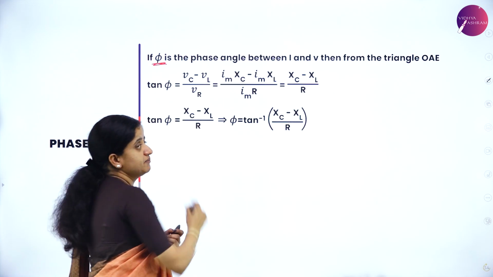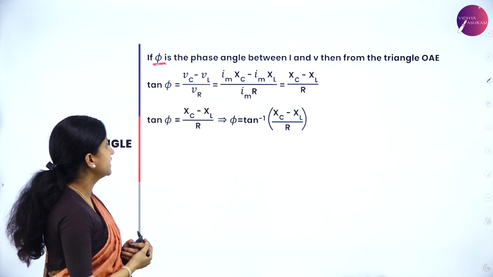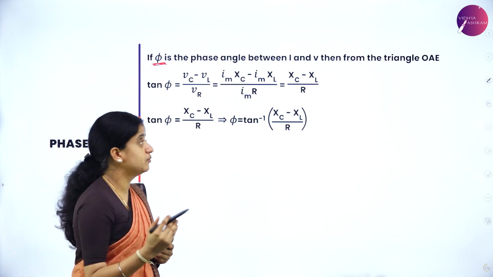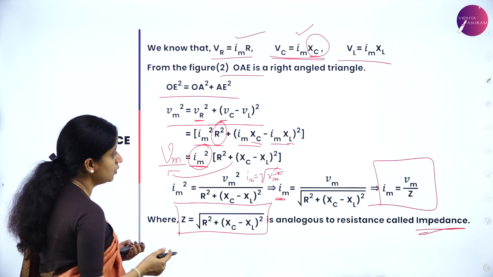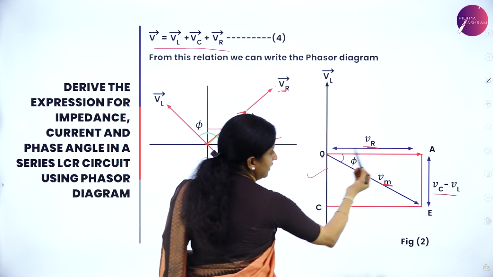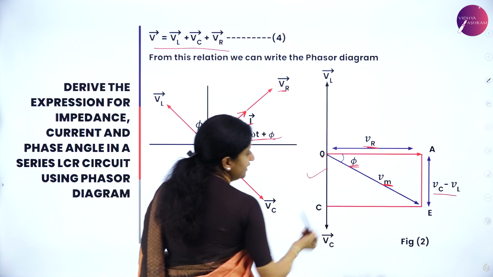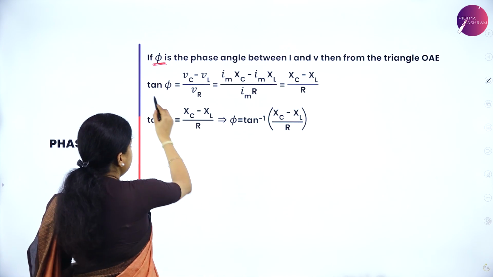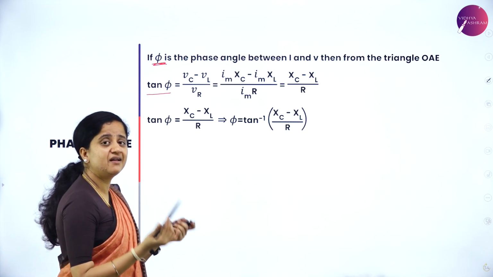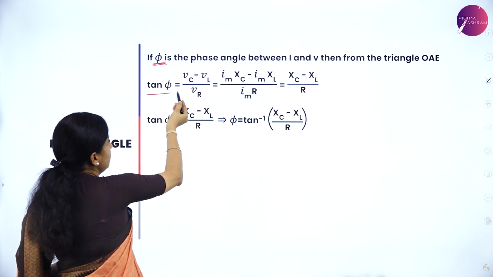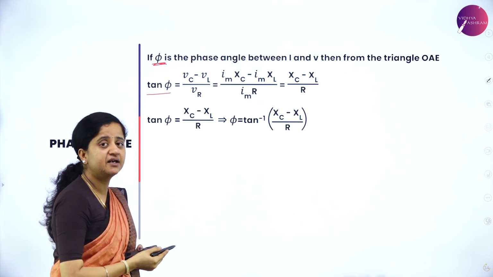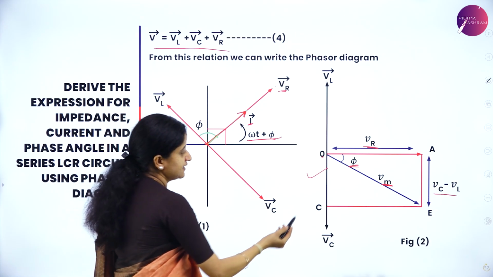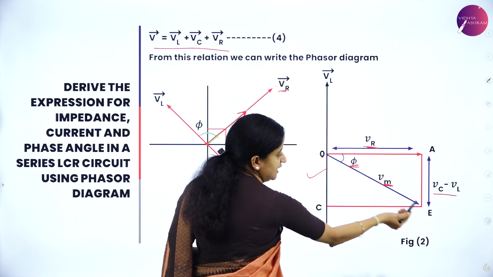Phase angle is denoted by phi. If phi is the phase angle between current and voltage, then from triangle OAE, tan phi we can define first. Tan phi is equal to VC minus VL divided by R. So look at this triangle, VC minus VL divided by R.